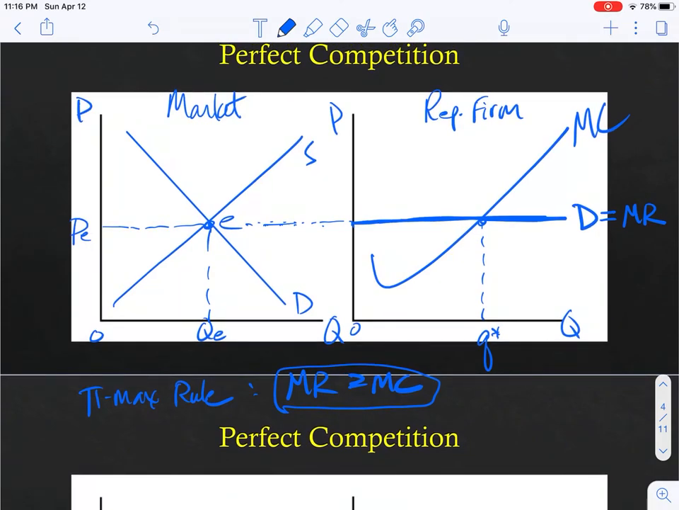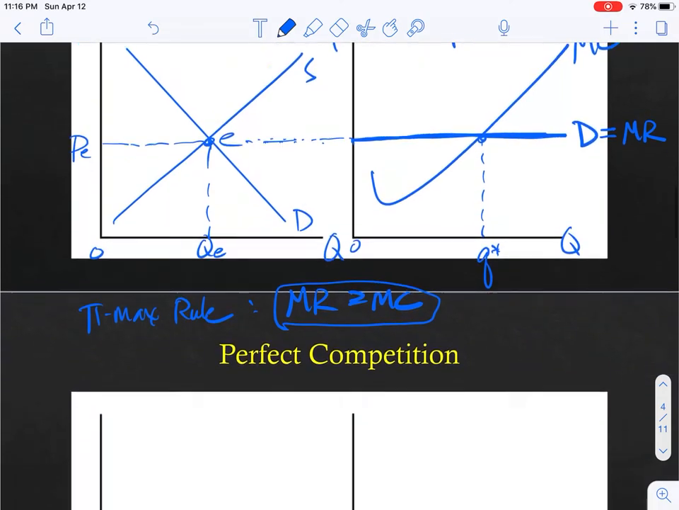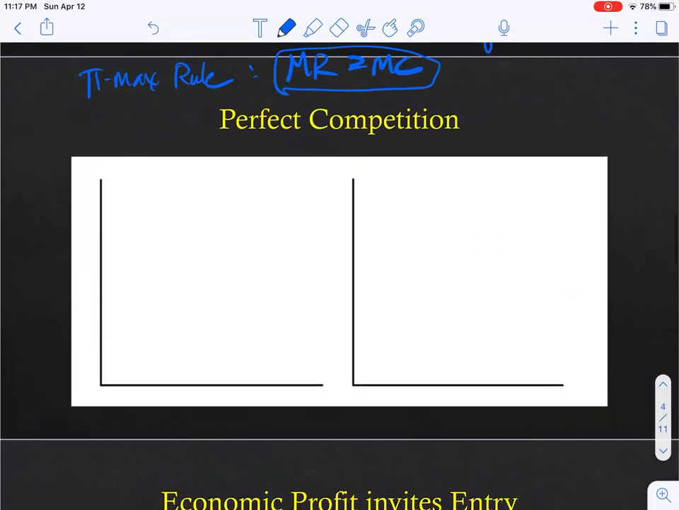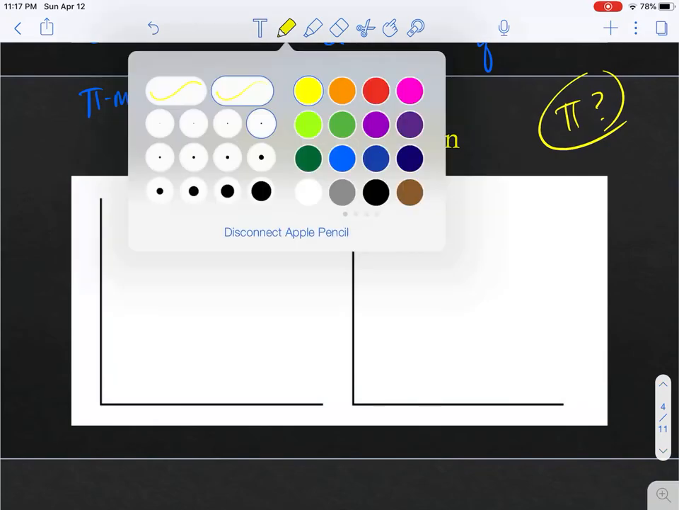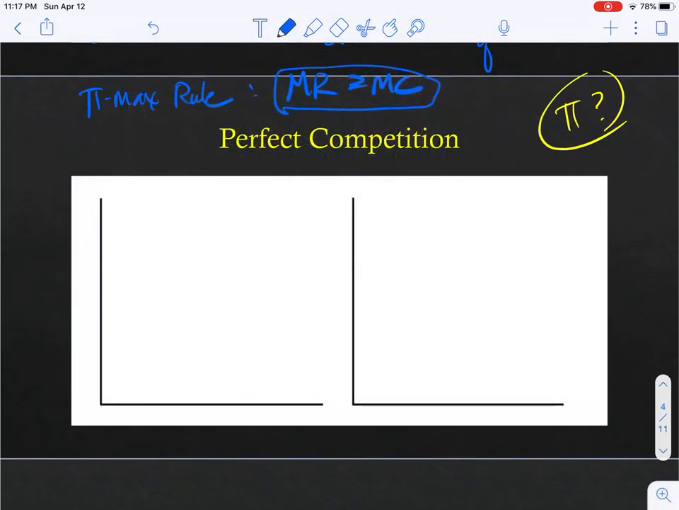But I want to get to our next question, which is: is this representative firm actually earning a profit? Well, let's see. Is there a profit? That's sort of our next question. For that we need a little bit more information, but let me catch up by redrawing where we were here.